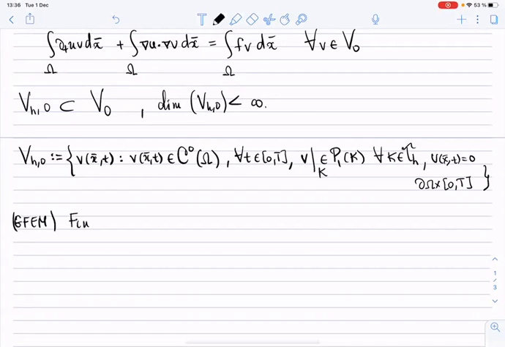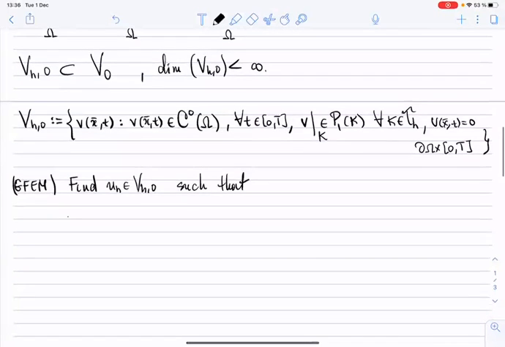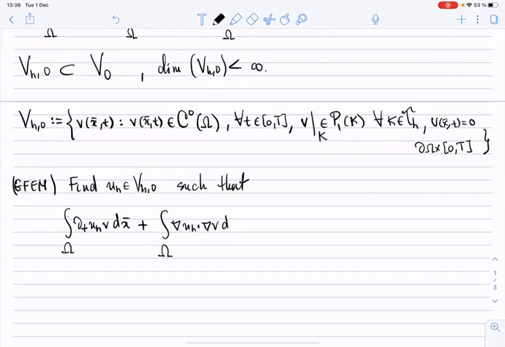It's: find u_h from V_h0 such that the following formulation holds. So integral of dt u_h v dx plus integral of nabla u_h nabla v dx is equal to integral of f v dx. And that's true for all v in this finite dimensional subspace.